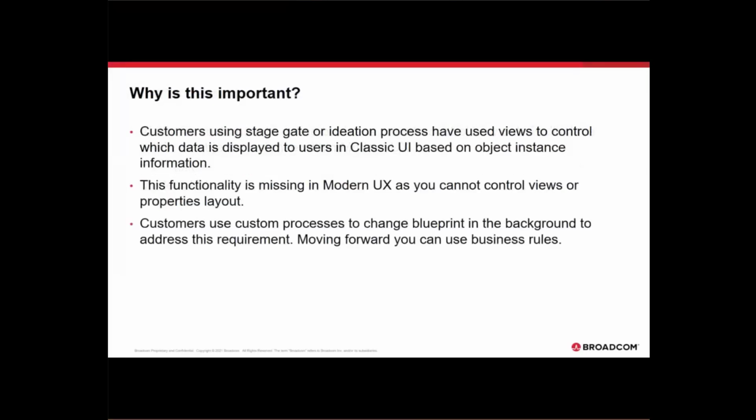Why is this important? Customers using stage gate or ideation process have used views to control which data gets displayed to the users in the classic UI based on the object instance information. This type of functionality is not available in the modern UX and required a lot of configuration customization in the backend. Starting in modern UX in 15.9.2, you can leverage the business rules to do a similar type of functionality to be able to display relevant information to the users based on the information within that object instance itself.